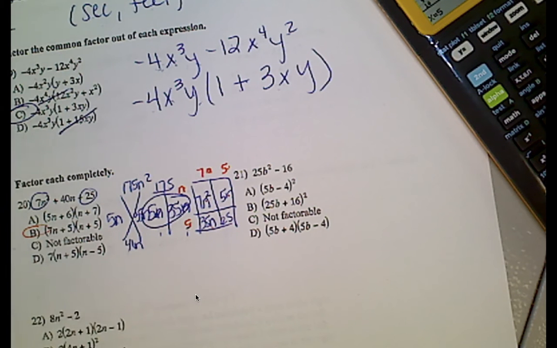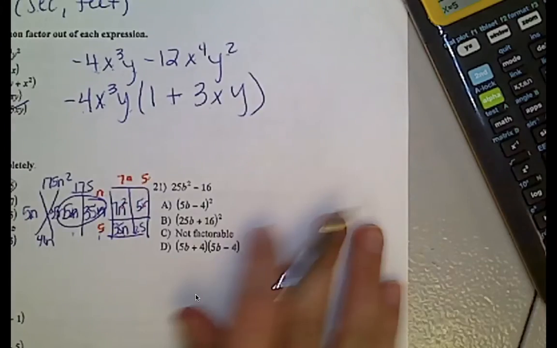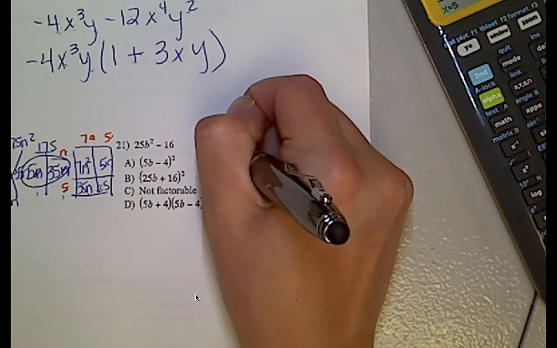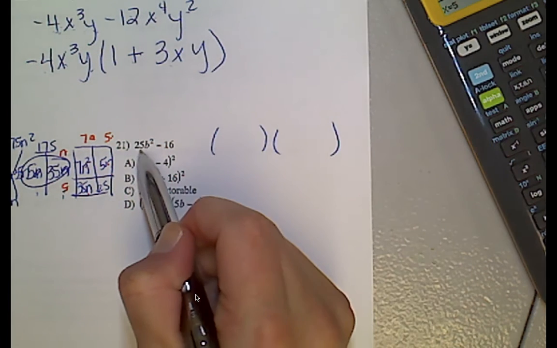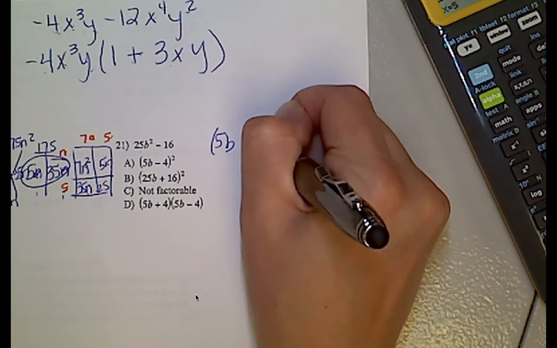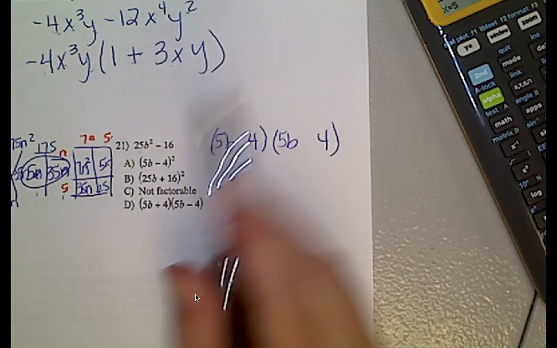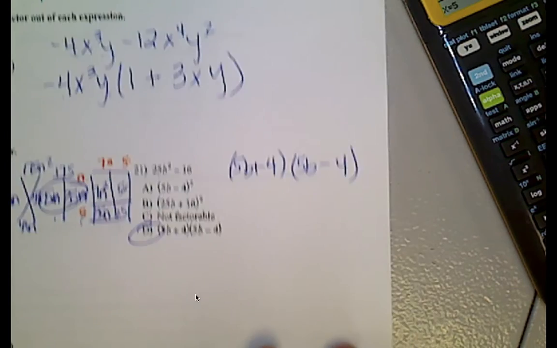But you can blood squirt that one, especially since they're the same exact problem. This one right here, they're both perfect squares, and they're subtracting. So if you have both perfect squares, square the first one is 5b, square the second one is 4. So write 5b and 4 in both the equations, and make one positive, make one minus. So it'd be D. And you can also blood squirt on that one as well.